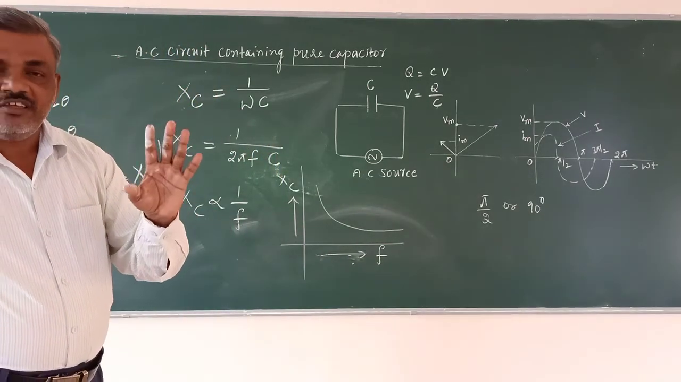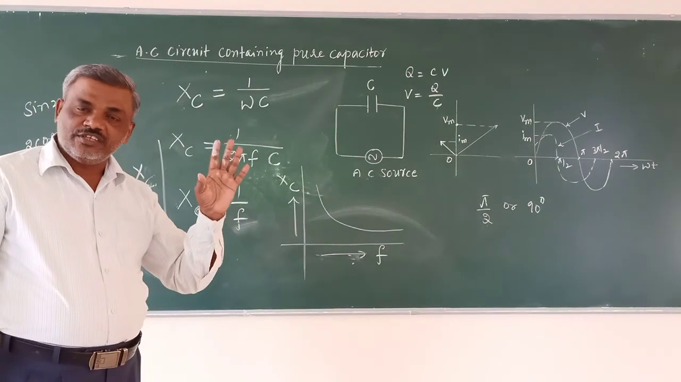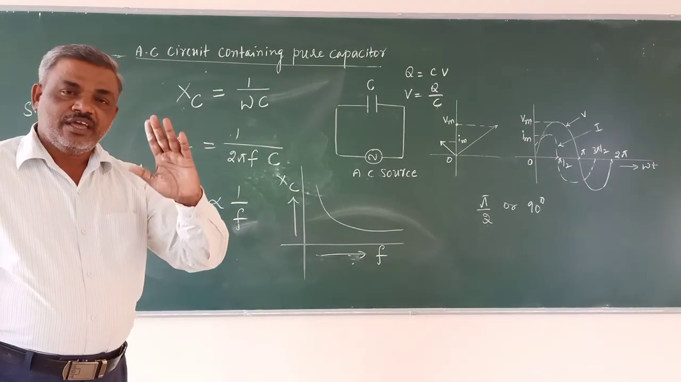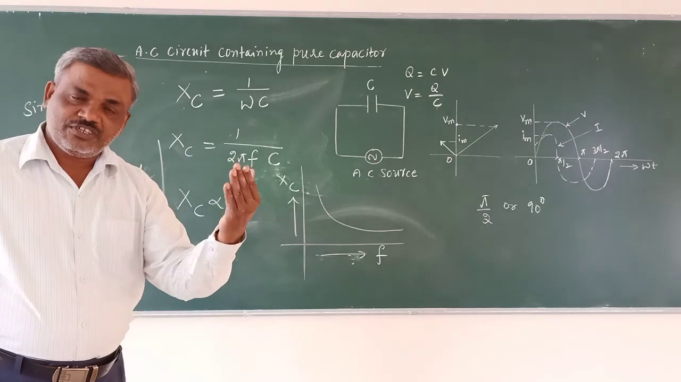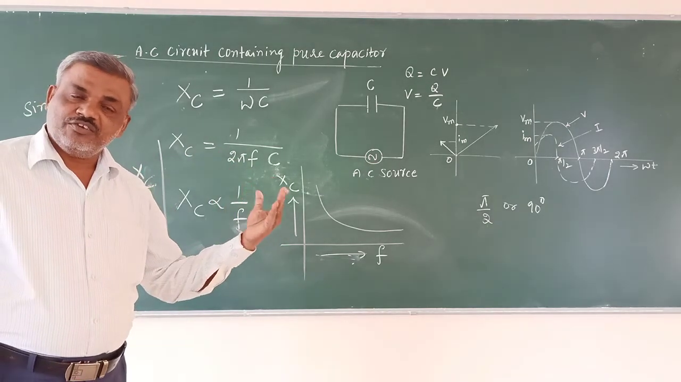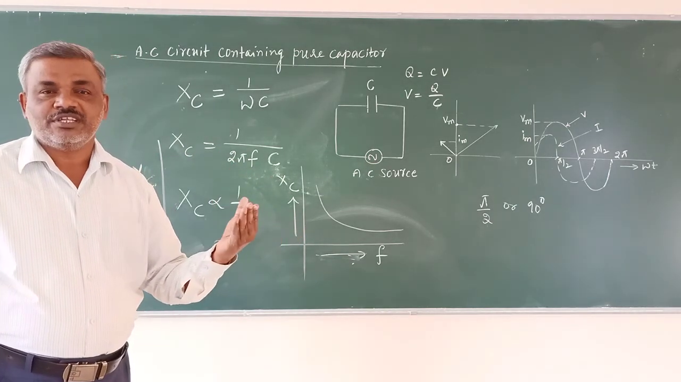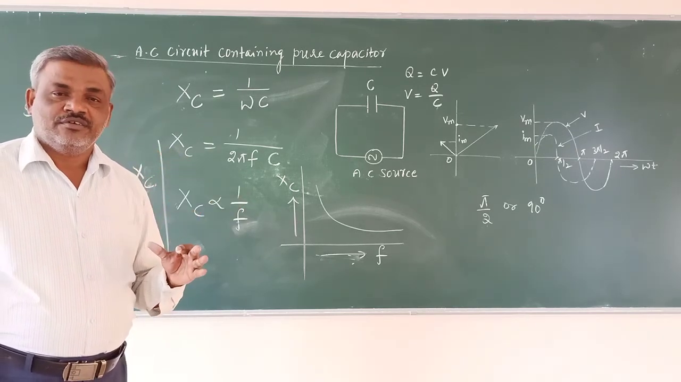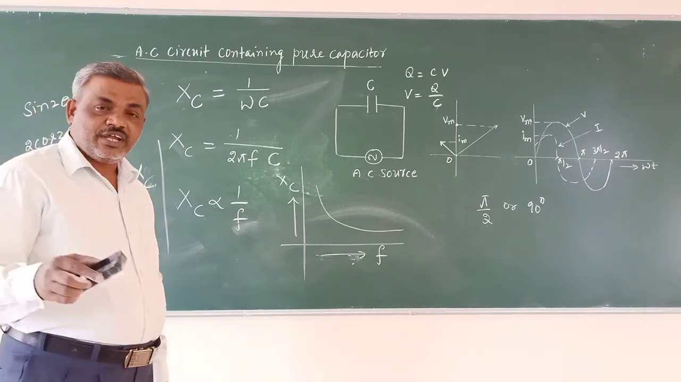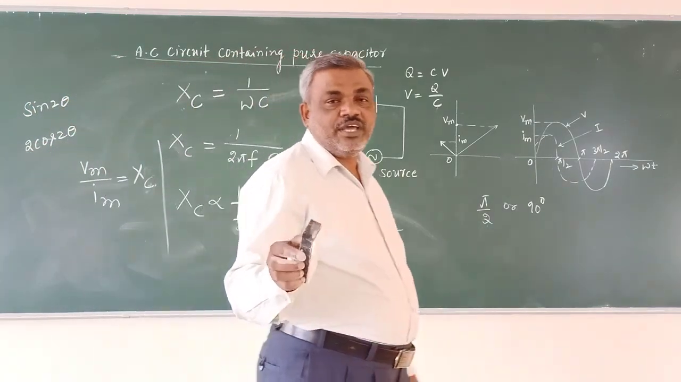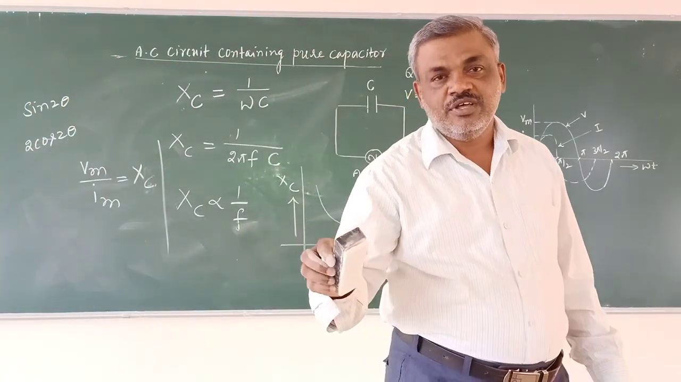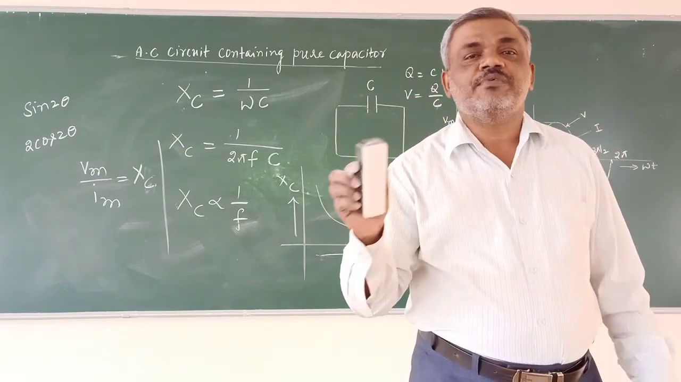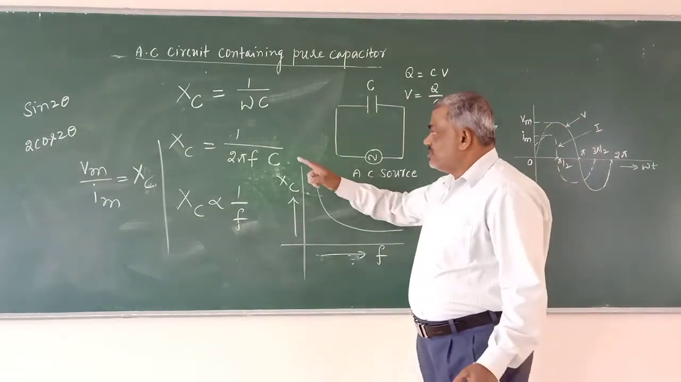AC circuit containing a pure capacitor. How to arrange the answers in the examination? Derive an expression for current in an AC circuit containing a pure capacitor when alternating voltage is applied to the capacitor. One more time, show that current leads the voltage by an angle pi by 2 in an AC circuit containing a pure capacitor. Now please prove this formula.